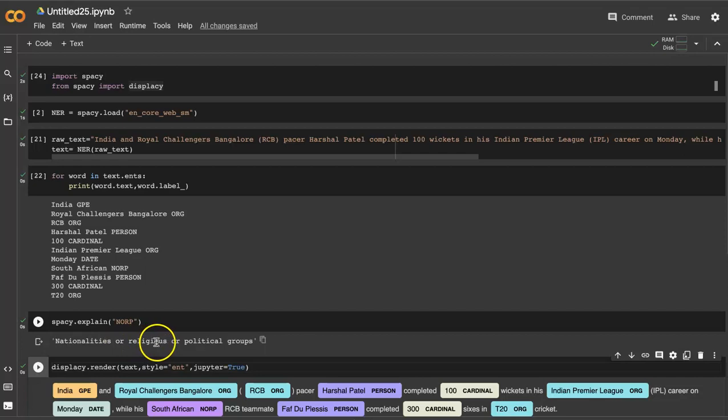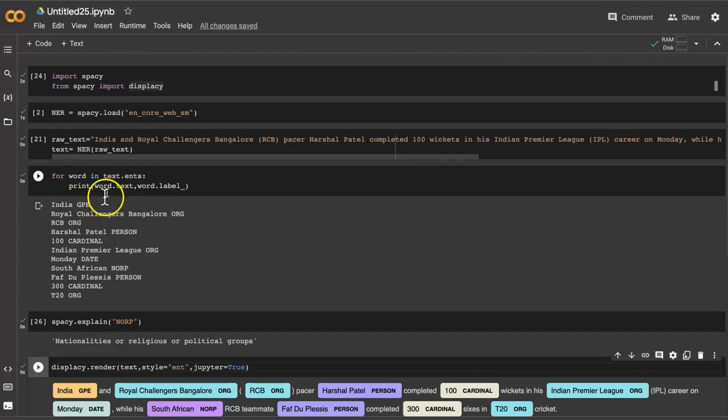So nationalities or religious or political groups and like that. Okay. Because you can see nationalities. So this is South African, that's why it is saying not. If it is just South Africa, maybe then it will give you GPE only.